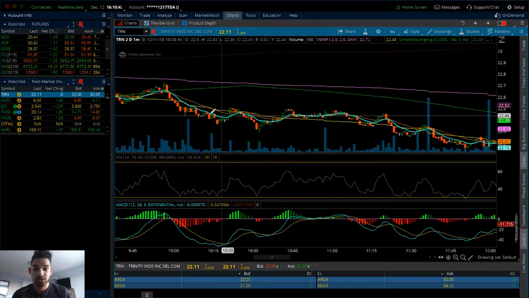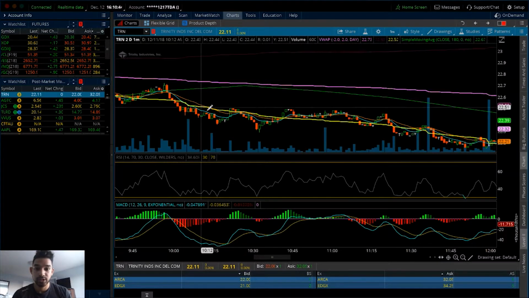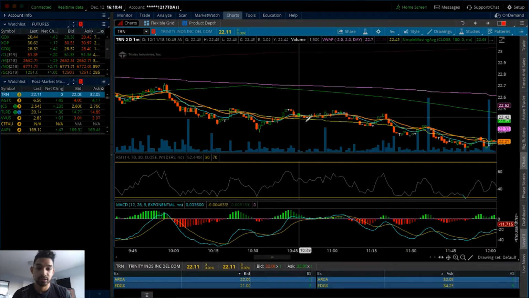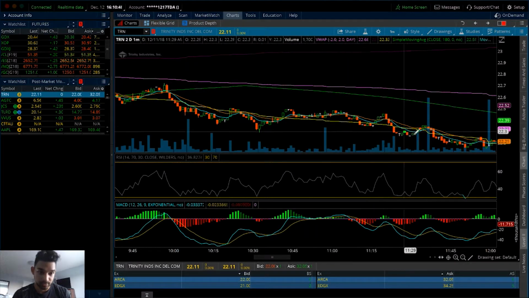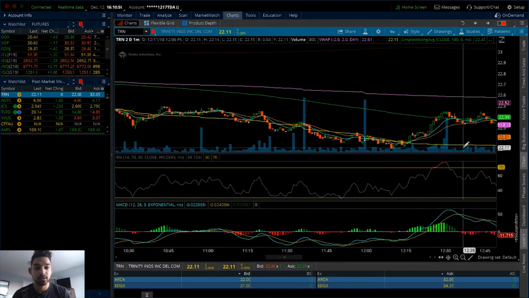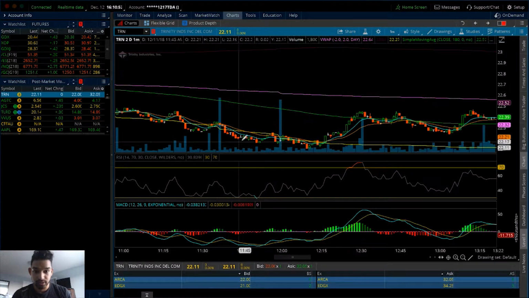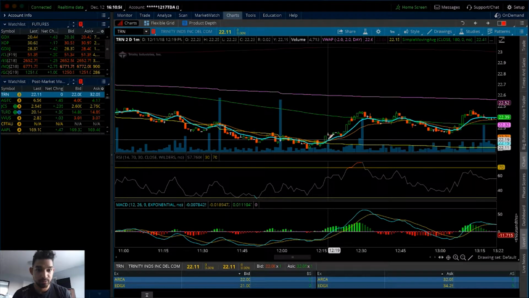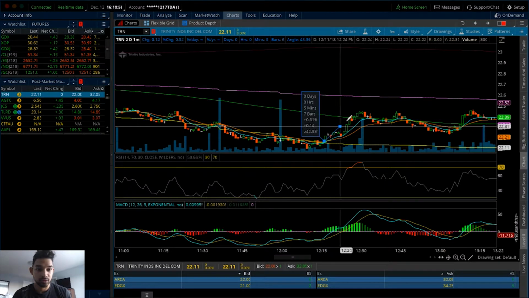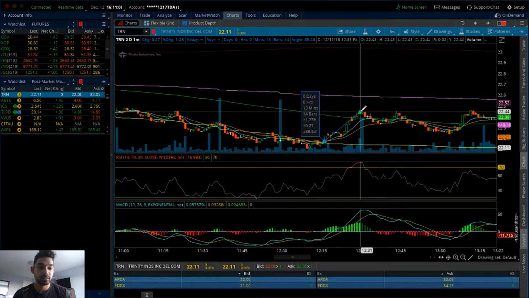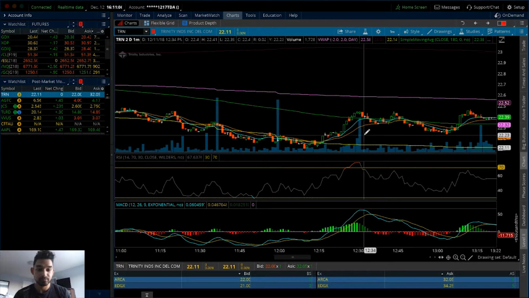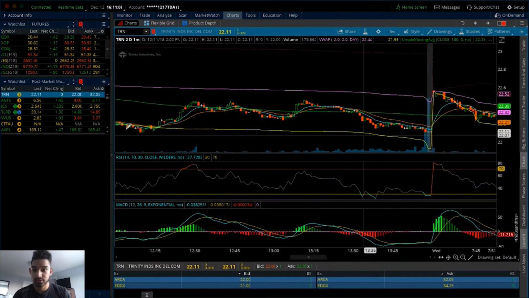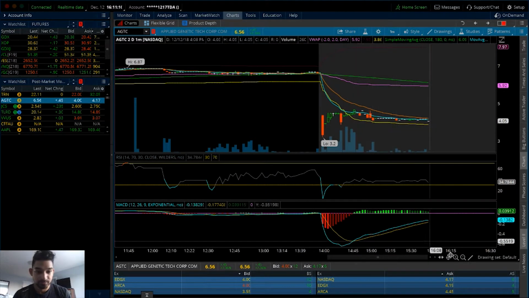Do you see? Got rejected, trading sideways, got rejected again, went lower, traded sideways, and then boom, crossed above the blue EMA line. Boom, crossed above the green SMA line too. There's your reversal, 1.23%. That is a reversal.